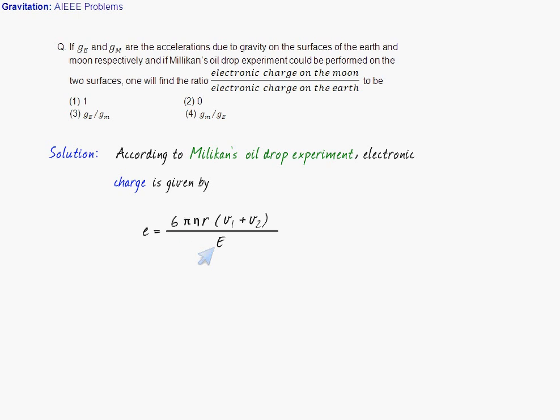So here the charge is independent of g, acceleration due to gravity. So the ratio asked, that is electronic charge on the Moon divided by electronic charge on the Earth, is equal to 1. That means the option is 1.